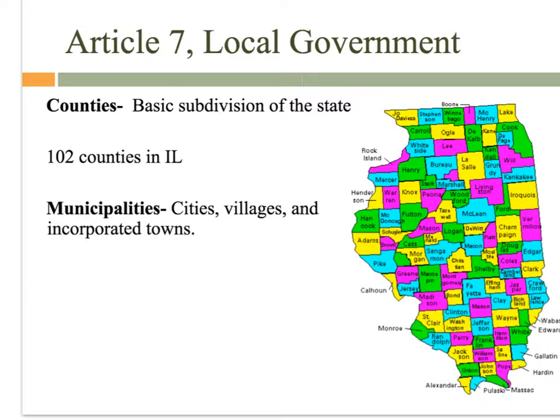Counties. How the state is divided. There are 102 of them. You are either researching Monroe and Randolph County or St. Clair County for your upcoming county websites. So continue working on that. Also know that within counties exist municipalities, cities, villages, and also incorporated towns.